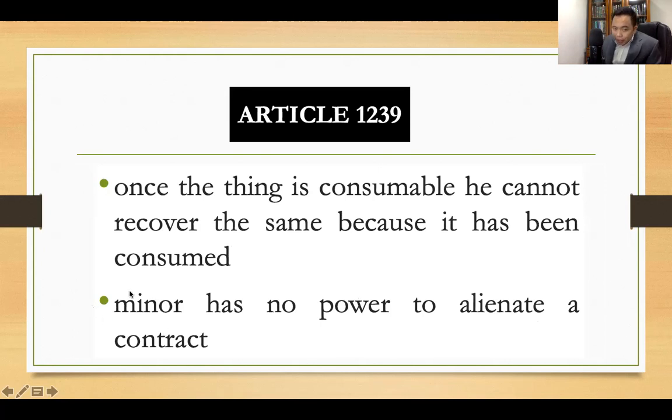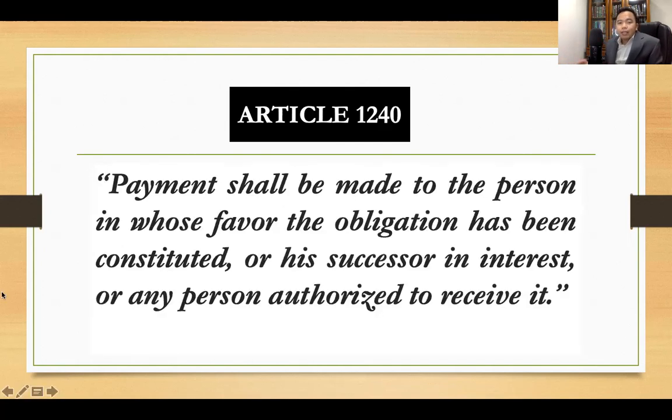Take note, class, that a minor has no power to alienate a property, not a contract. A minor has no capacity to alienate a property, which is why, when we reach voidable contracts, whenever a minor enters into a contract, the contract is voidable. Why? Because a minor has no capacity to alienate a property. Now, let us go to Article 1240.